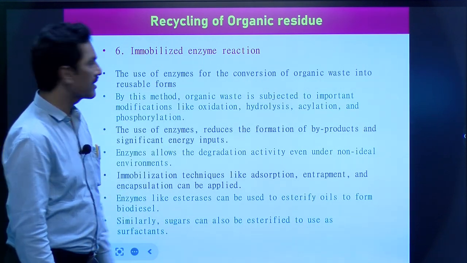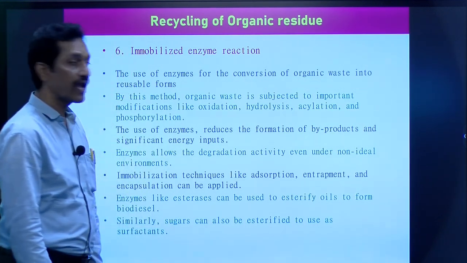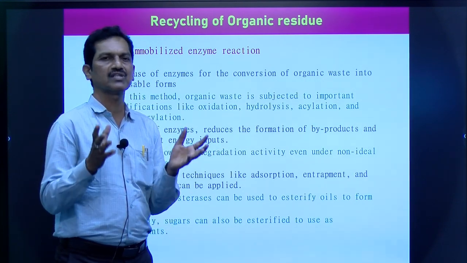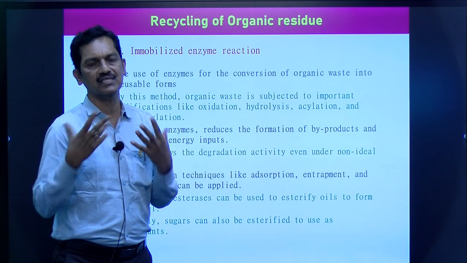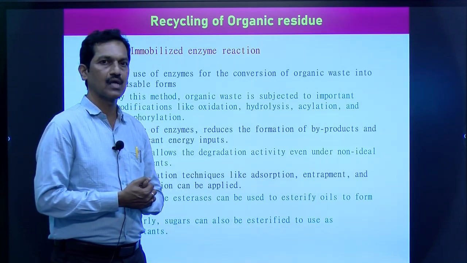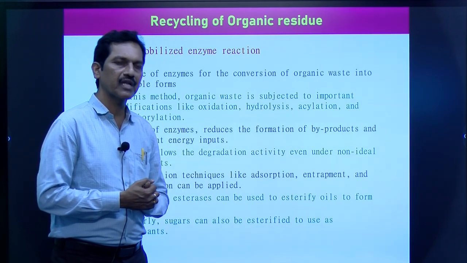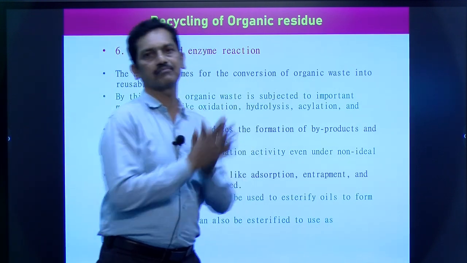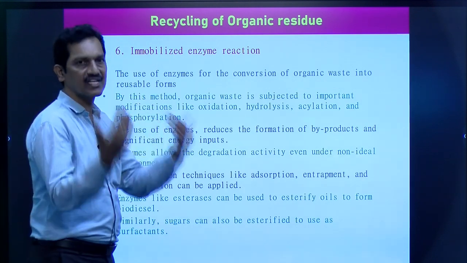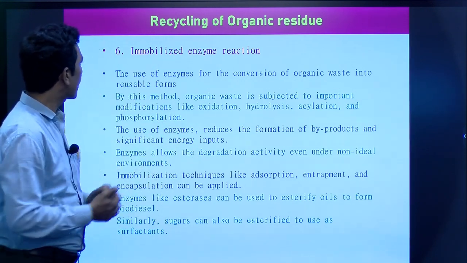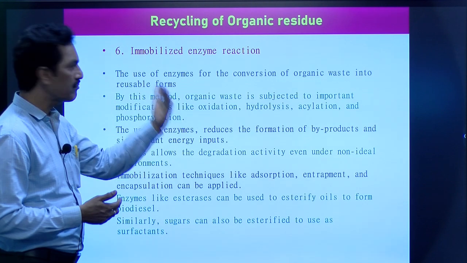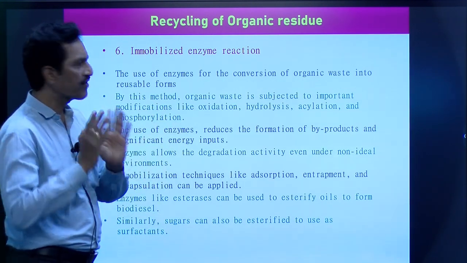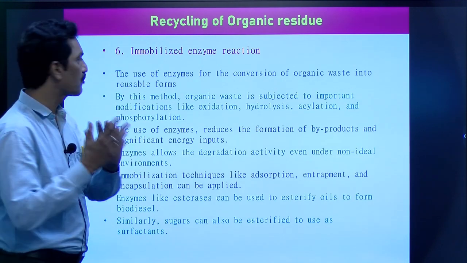And the sixth method is immobilized enzyme reaction. There are certain waste materials present in the dead bodies of plants, animals, and of course microbes, which can be digested by using certain enzymes. So, this is enzyme based digestion. So, that is nothing but immobilized enzyme reaction: the use of enzymes for the conversion of organic waste into reusable forms.